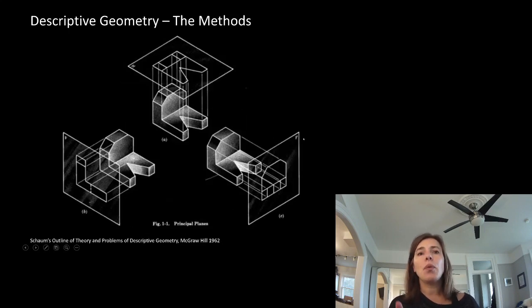So there are a few different ways to illustrate or represent descriptive geometry. This is actually from a textbook called Outline of Theory and Problems of Descriptive Geometry. It was published in 1962, but I can tell you that when I was doing my courses in the mid-90s, it was pretty much the exact same book. There was very little modernization. Also at the time, 3D software wasn't coming along very far yet.